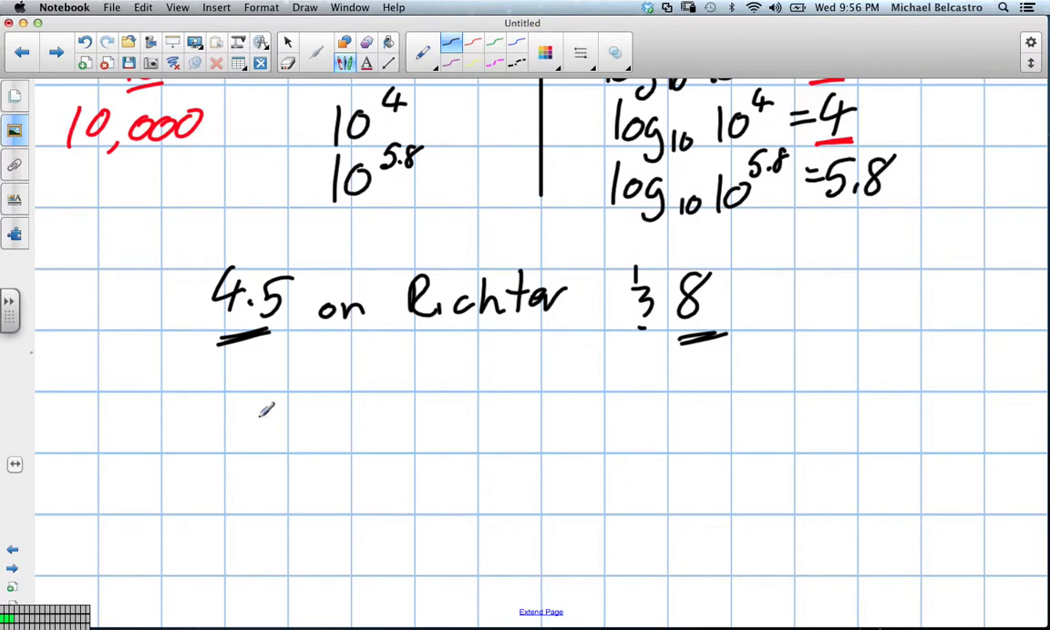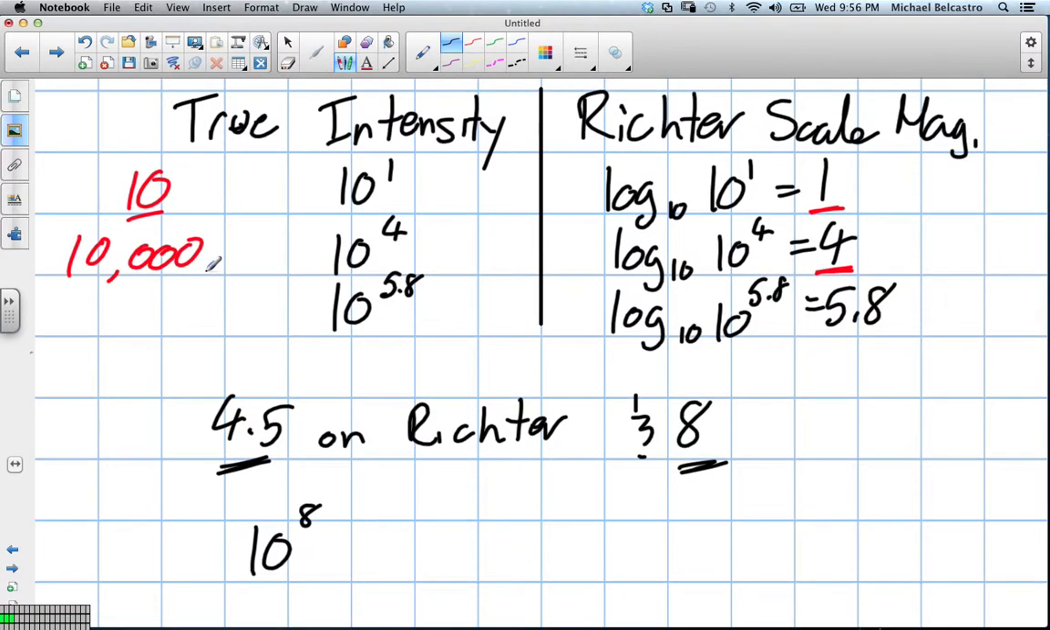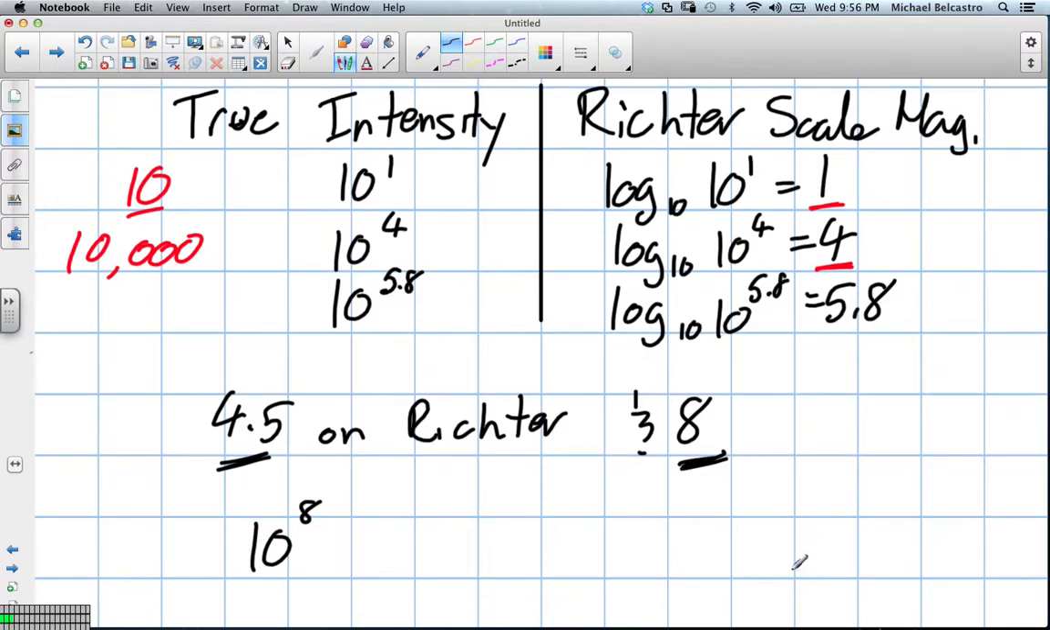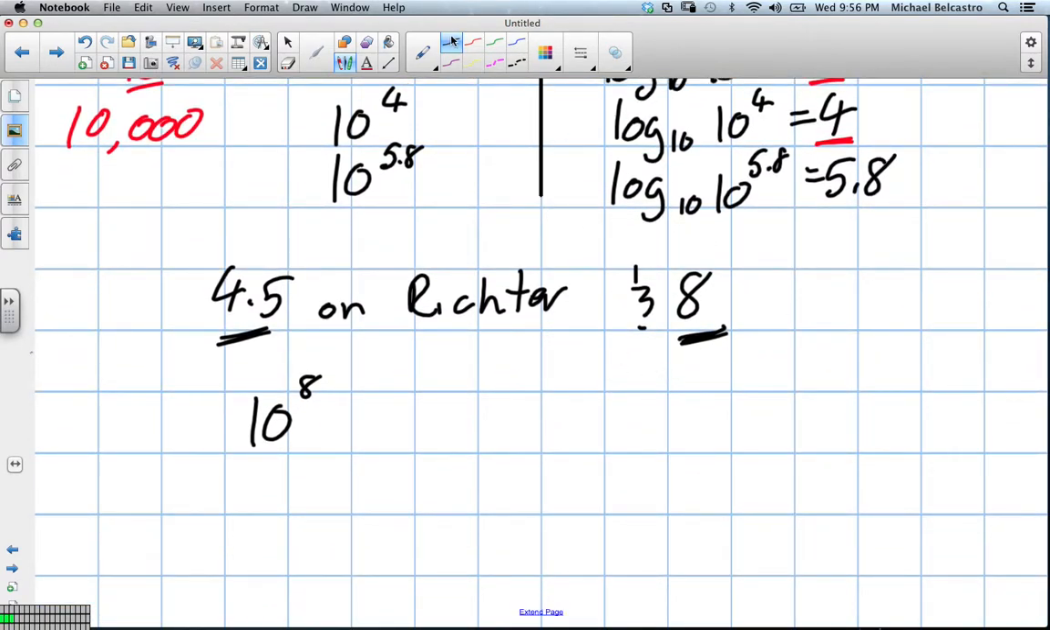Okay, well, technically on the Richter scale, we're talking about a 10 to the power of 8. That's the true intensity, right? If we were to convert it to true intensity, because 8 should be written like this for a logarithmic function. So actually, I'll get rid of 10 to the power of 8 and show you how we actually did that. Technically, an 8 is log 10, 10 to the power of 8 is equal to 8.